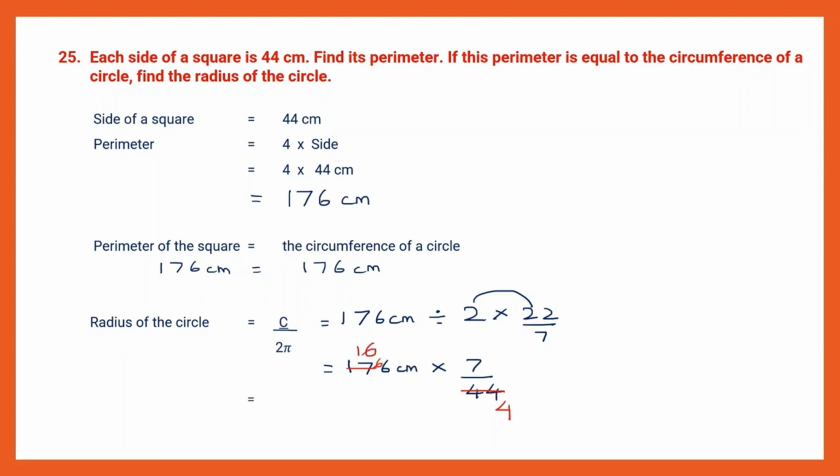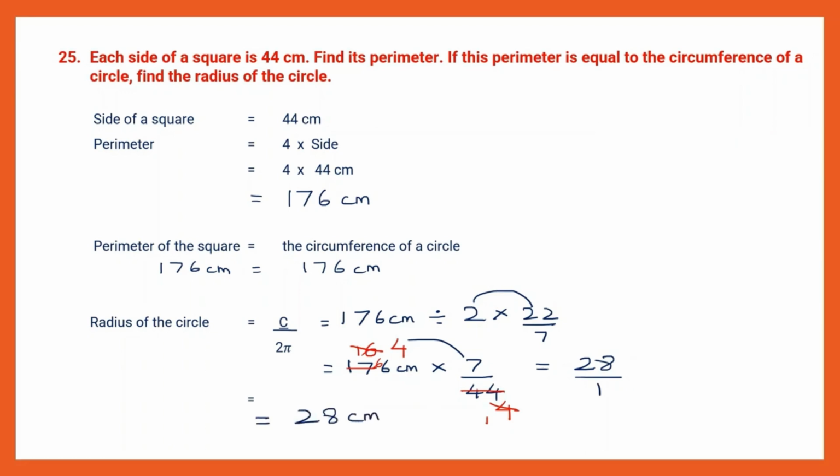So in my numerator, I have 16. Denominator, I have 4. I can still cancel 16 and 4, both by 4 itself. 4 ones are 4 and 4 fours are 16. That's it. I can't cancel anymore. Now I need to multiply my numerators. 4 into 7. 4 sevens are 28 and my denominator is 1. So here the radius of the circle is 28 centimeters.